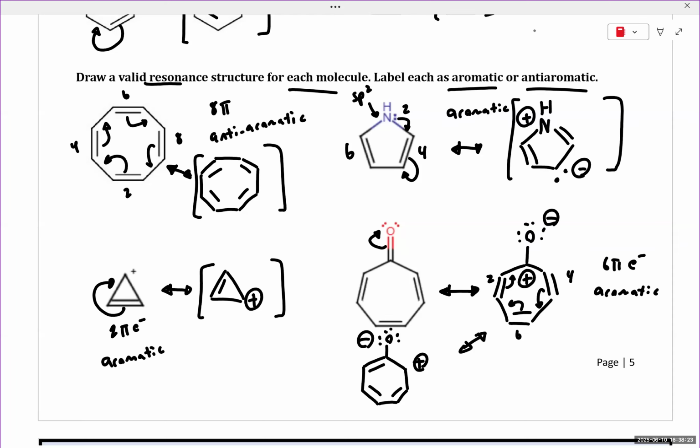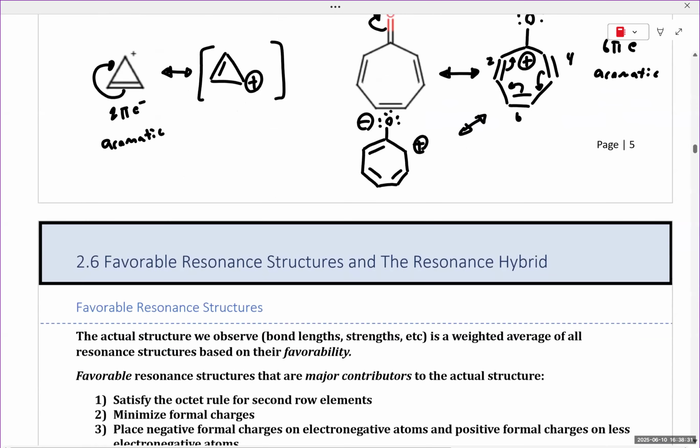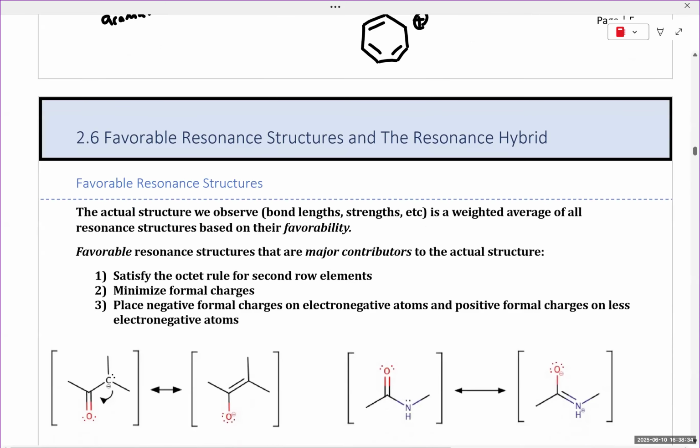Generally, for these aromatic compounds, you can draw a fair number of valid resonance structures. Okay, let's keep going now, and let's talk a little bit about favorable resonance structures and the resonance hybrid. So, how do we determine which structure is a major or minor contributor to the overall resonance structure? How do we go about gauging the contribution of each structure? Well, to do this, we're going to talk a little bit about some rules regarding favorable resonance structures.